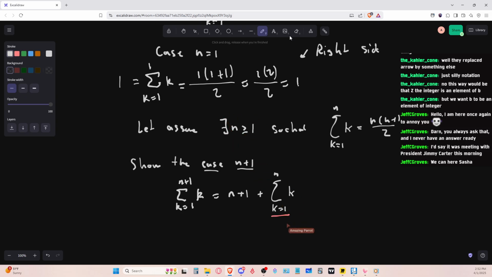Well, what is the guy on the right? When k is equal to 1 and it goes to n, that is that series. But on the left-hand side, it's just adding n plus 1. So the only difference is the n plus 1 part. Do you agree that the guy on the right is pretty much our inductive hypothesis? So we can use our inductive hypothesis on the guy on the right. Right. Okay, so let's do that.